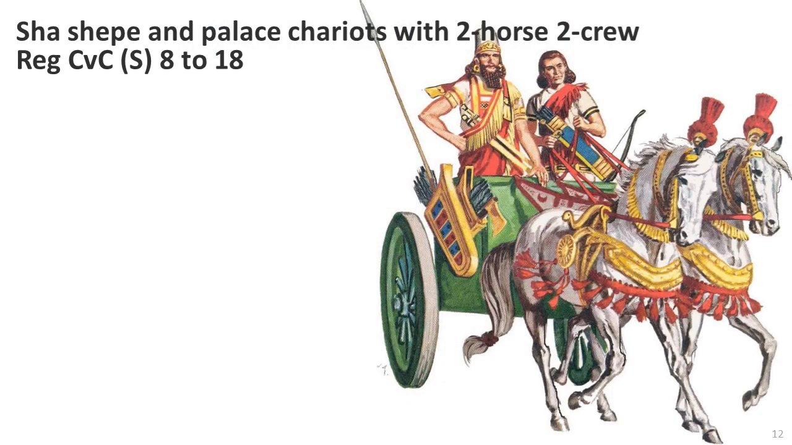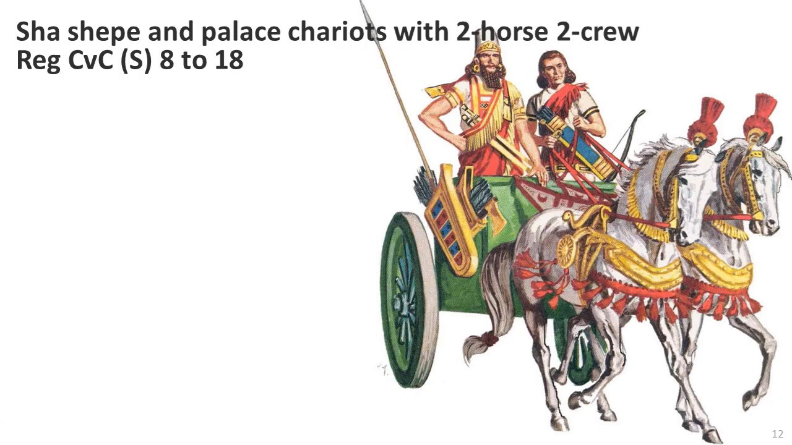Let's drill down into the specific troop types using our favourite DBMM troop type classification method. Shashipa and Palace chariots were 2-horse, 2-crew chariots. A possible number, as we've indicated before, is about 6,000. I find this unusual as I've always visualised the Assyrians having much larger chariots. This data comes from the DBMM army list and upon some research is probably correct.